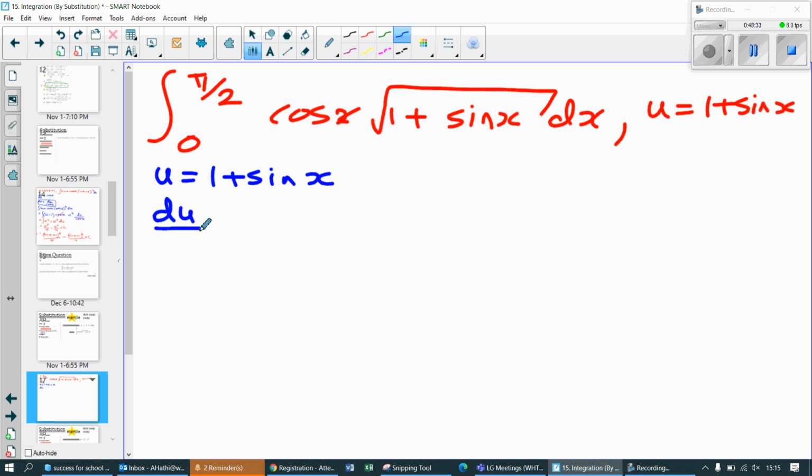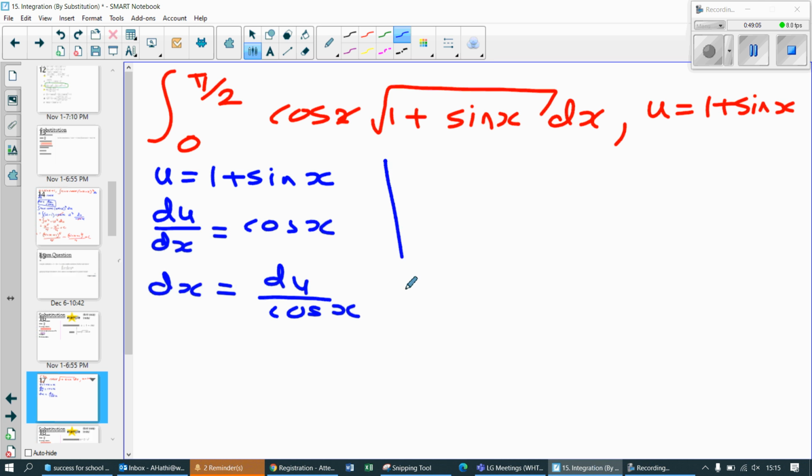What is du by dx equal to? Cos x. So what's dx equal to? And just stop and think for a second. When I put that dx into here, what's the great thing that's going to happen? Yeah, because I've got a cos x in the denominator, and that's going to cancel. So all I need to worry about is this thing. Okay. Step one, exactly the same. No different whatsoever. So I've identified what my dx is.